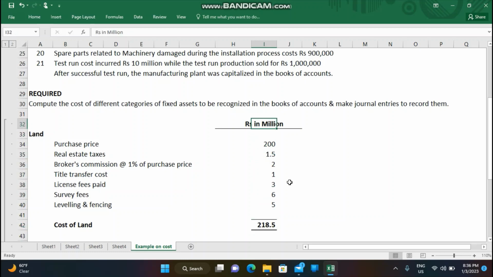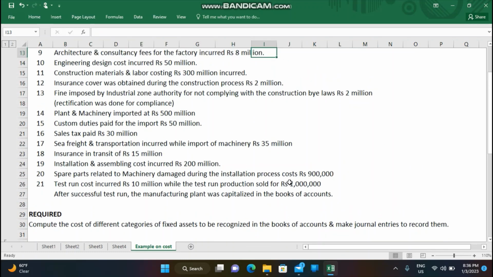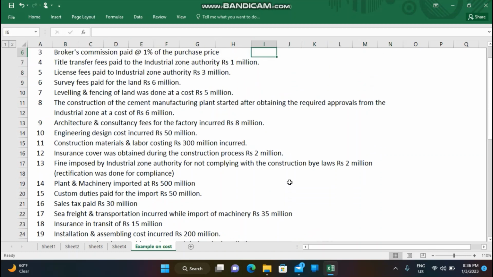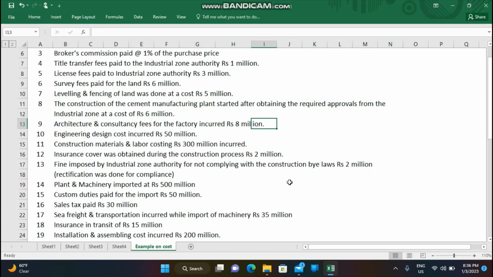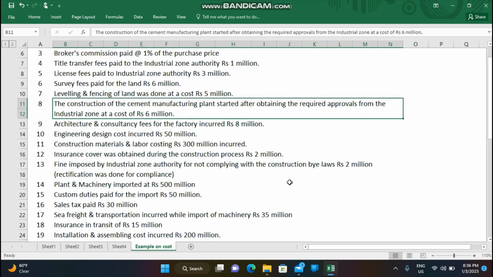Now the next will be, I believe, the factory building, because the construction and the materials given, and all the related fees and transactions, are related to the construction of the factory. So let's see how the cost of factory building will be computed.